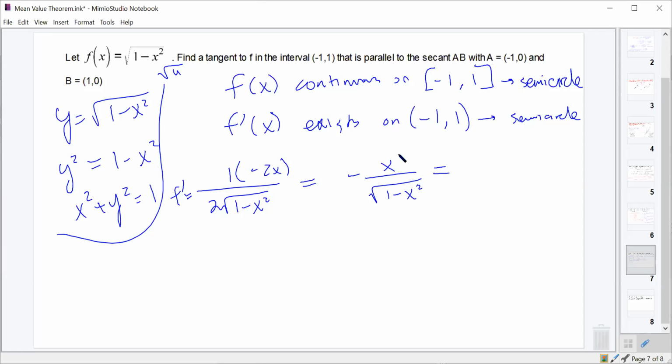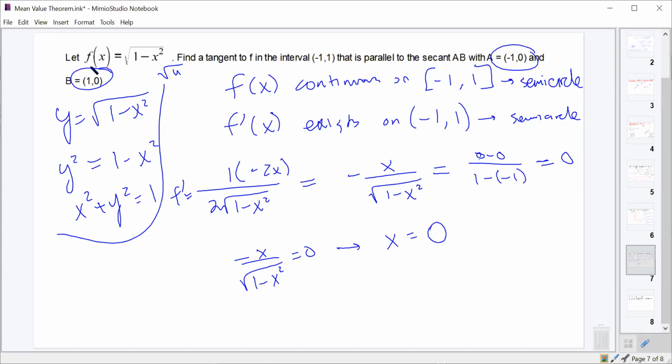All right, so there's our derivative. And we know that it needs to be parallel to the line that goes through -1, 0 and 1, 0. So that'd be 0 minus 0 in the numerator over 1 minus -1 in the denominator, or 0. So effectively, we're wondering, when does negative x over root 1 minus x squared equal 0? Well, that would be at x equals 0. And so at x equals 0, it has a slope of 0, and that's where the tangent line is parallel to the line that goes through -1, 0 and 1, 0.